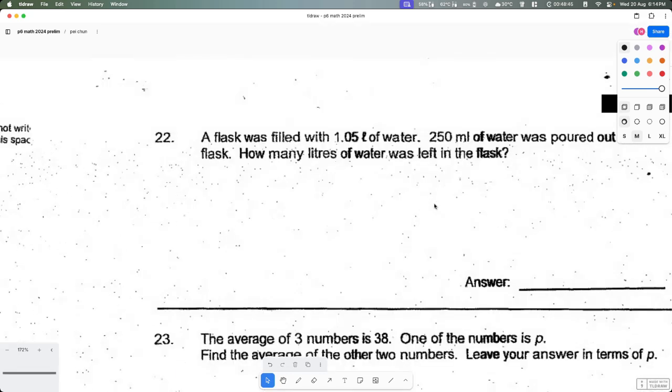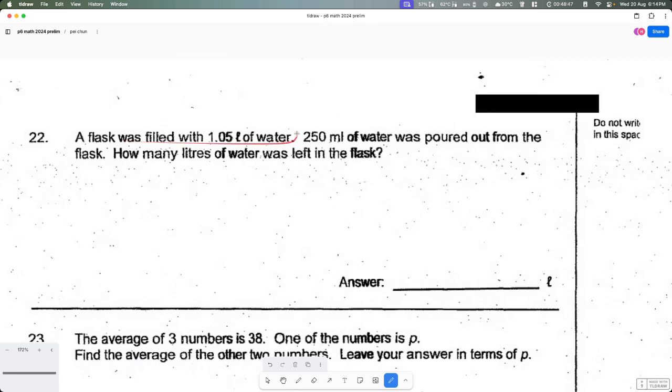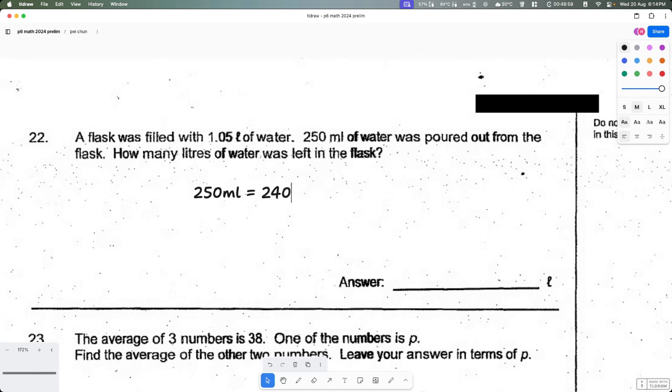Question 22. Right, a flask was filled with 1.05 liters of water. 250 ml of water was poured out from the flask. How many liters of water was left? Okay, so 250 ml is equal to 250. Actually, easier is 1.05 liters equal to 1050 ml. Okay, so to refresh your memory, just times 1000 equal to 1050 ml.